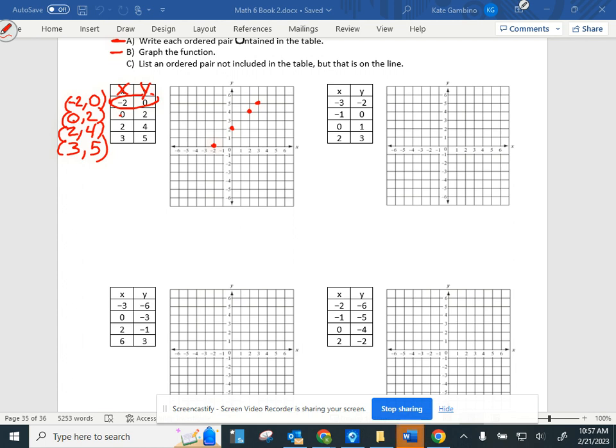Okay? Does that part make sense? How to get your ordered pair and how to graph it. Now I'm going to do what we did before, and we're going to connect all those points into my line. Try to draw it as straight of a line as you can. The last step says list an ordered pair not included in the table, but that is on the line. So I'm going to look at that slope. How do I go from one point to the next?